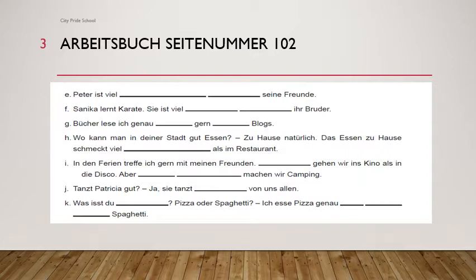Was isst du blank? Pizza oder Spaghetti? What do you eat, dash, pizza or spaghetti? We are asking about two things. Ich esse Pizza genau blank blank blank. Now here in the second blank, an adjective should be used. And genau shows that it is the positive degree. So you can use in the first blank so and in the third blank so dash wie. The person is answering, I like to eat pizza and spaghetti both at the same level. So, you solve the same exercise. We will discuss the same in our live class.